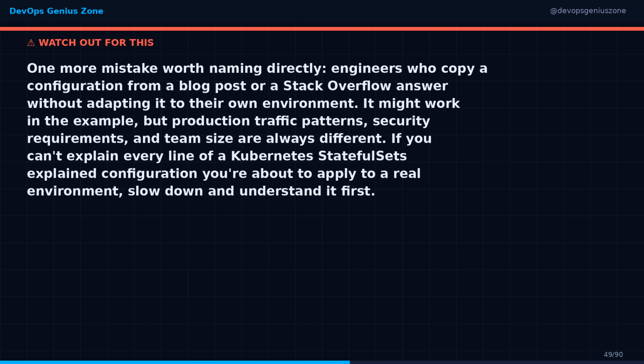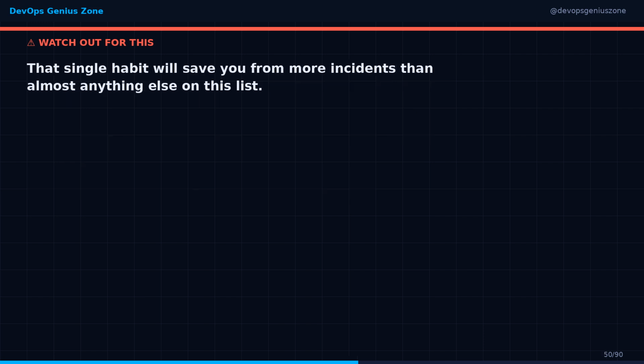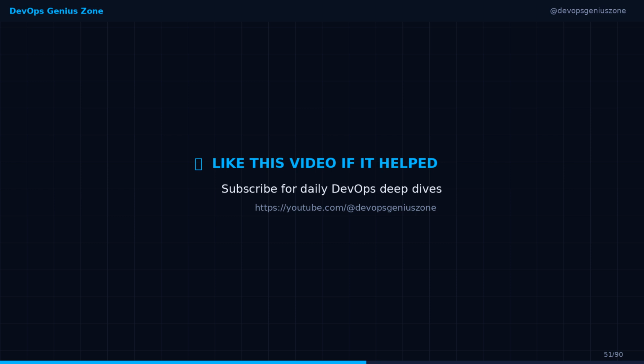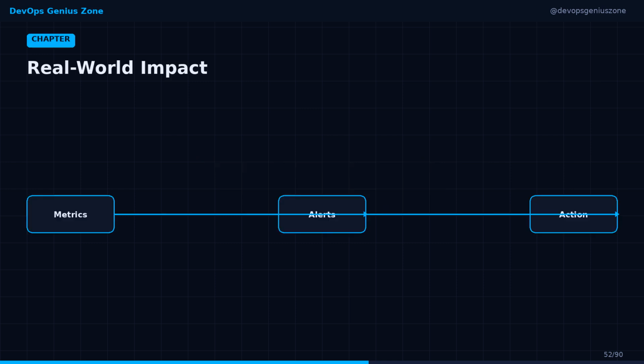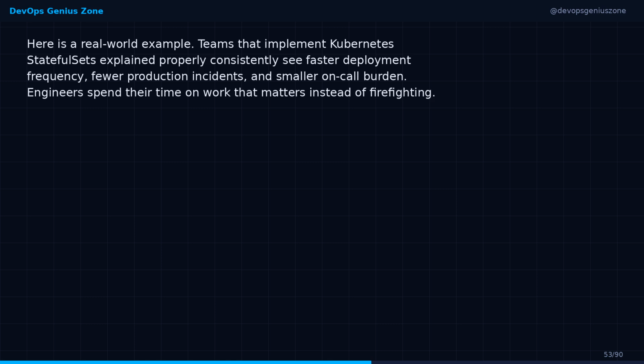Here is a real-world example. Teams that implement Kubernetes StatefulSets explained properly consistently see faster deployment frequency, fewer production incidents, and smaller on-call burden. Engineers spend their time on work that matters instead of firefighting. I recall a team at a major streaming service that adopted Kubernetes StatefulSets explained and reduced their mean time to recovery by 80%. That's the kind of impact we're talking about. A healthcare SaaS platform cut their cloud bill by 40% after properly tuning their Kubernetes StatefulSets explained setup.